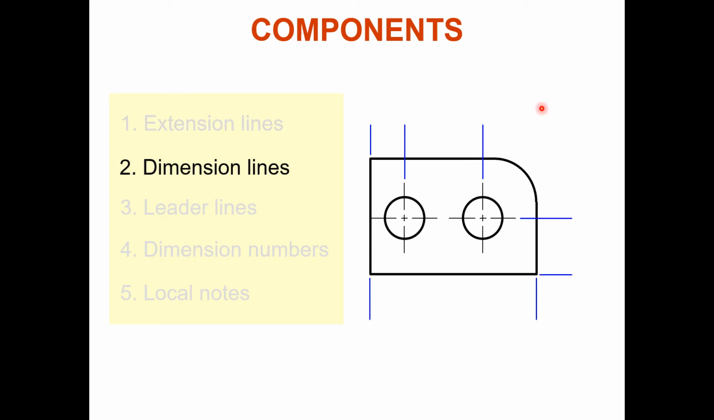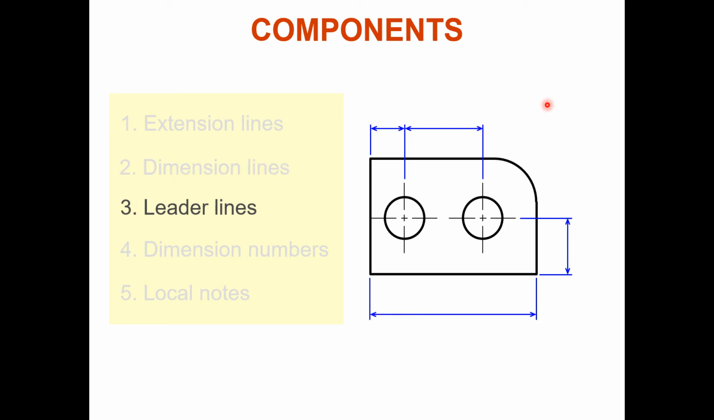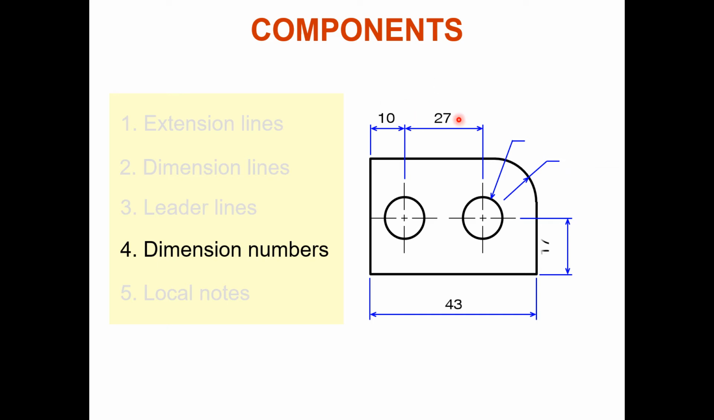Now dimension lines, here these are dimension lines. Now leader line. When writing the radius or diameter of a circle, we point the arrow and take it outward of the shape and write the dia or radius of the circle. So this is called leader lines. Again, the radius of this arc, this is leader line. Dimension numbers, we write the dimension numbers, 10 millimeter, 27, whatsoever. So these are called dimension numbers.